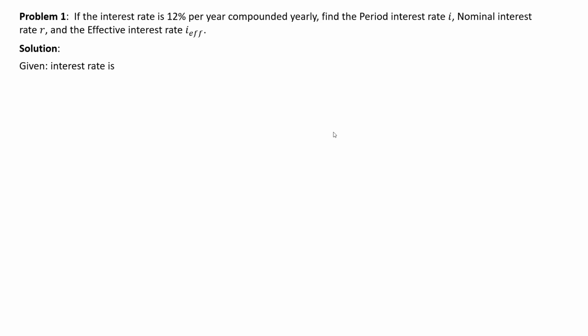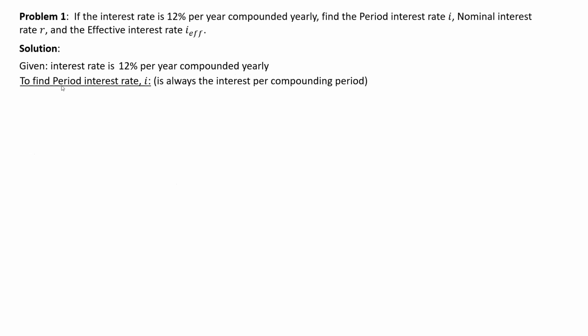So what is it that we are given? The given interest rate is 12% per year compounded yearly. That's what is given. So with that, now let's try to find the period interest rate I.